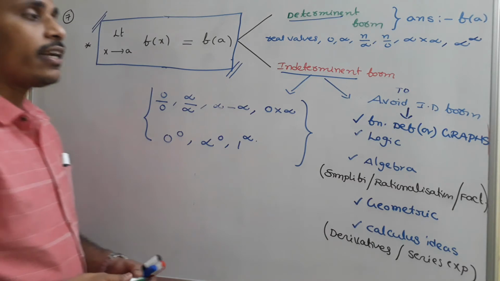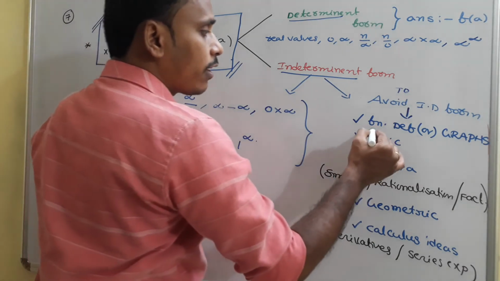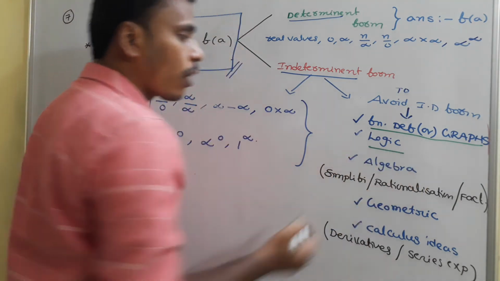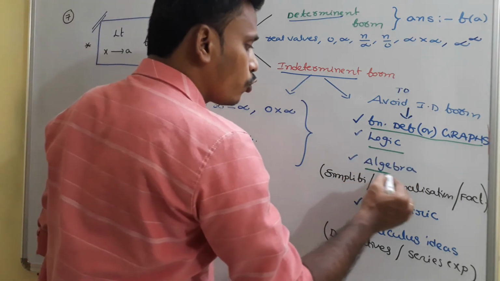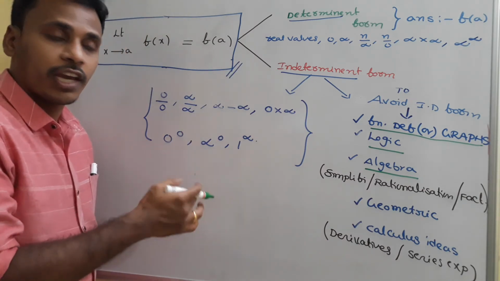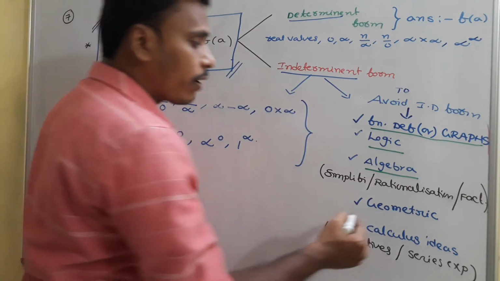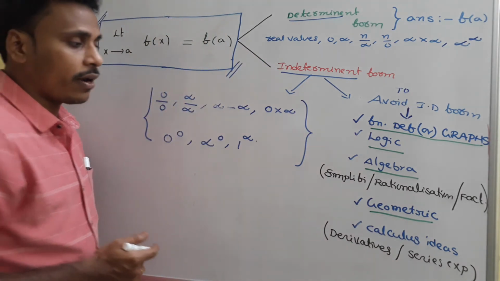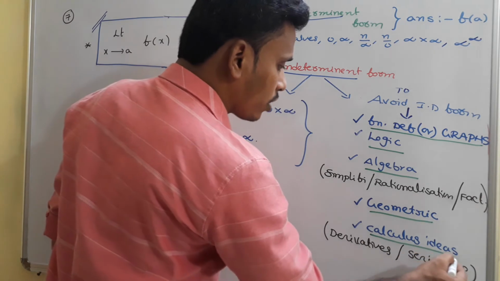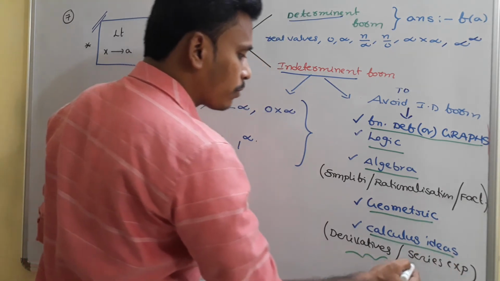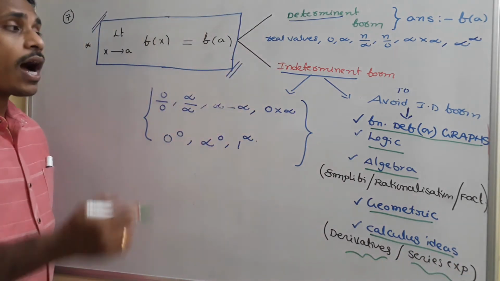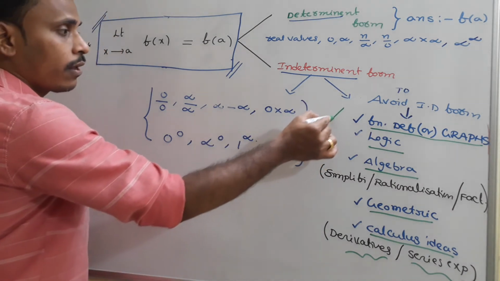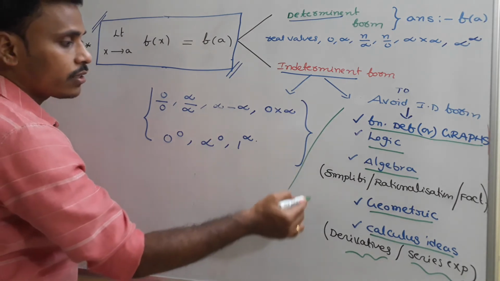Okay, to avoid that indeterminate form, we have different ideas. The first thing is using the definition of the function or the graph, and the second thing is using your logical ideas. Then one more thing is using algebraic skills like simplification, rationalization, factorization, and one more thing is using geometric skills like plane geometrical ideas or trigonometric ideas. The next one is calculus ideas, sometimes derivatives and sometimes series expansion.